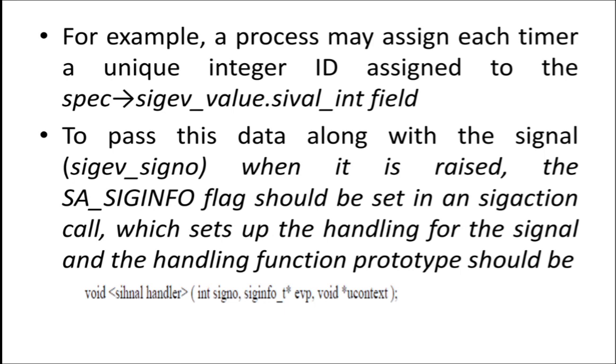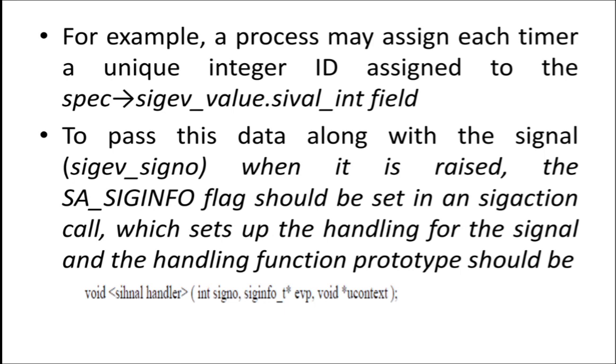Next, to pass this data along with a signal, the SA_SIGINFO flag should be set in a sigaction call, which sets up the handling for the signal, and the handling function prototype should be like this. So very simple, don't get confused here. To pass this data along with the signal, which data? A particular integer data, a unique integer ID for each timer, right?